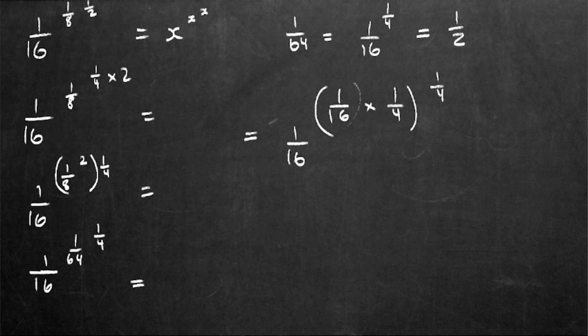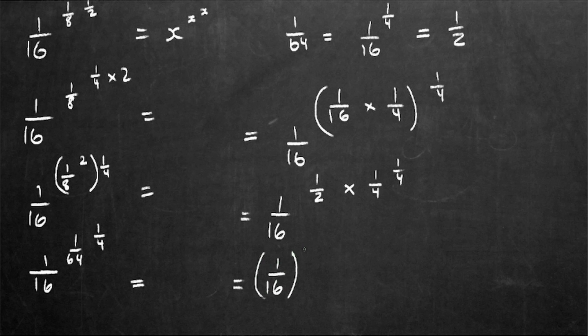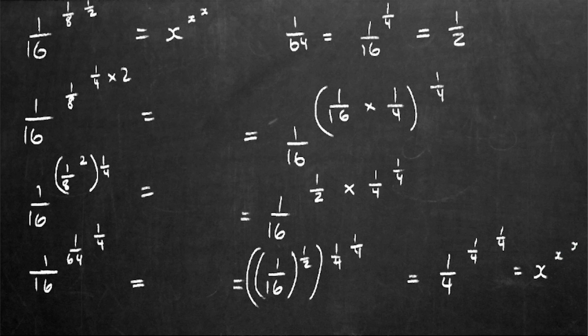Now, when we raise 1/16 to the power of a quarter, we get 1 over 16 to the power of 1 over 2, which is what we wanted, and then we've got to multiply by 1 over 4 to the power of 1 over 4, and you might be able to see it now. When we raise 1/16 to the power of 2 times by something, we can use our laws of powers and raise that to the power of a half. That's all being raised to the power of a quarter, which gives us 1/16 to the power of a half is a quarter. So we now have a quarter to the power of a quarter to the power of a quarter, which is the same as x to the power of x to the power of x.